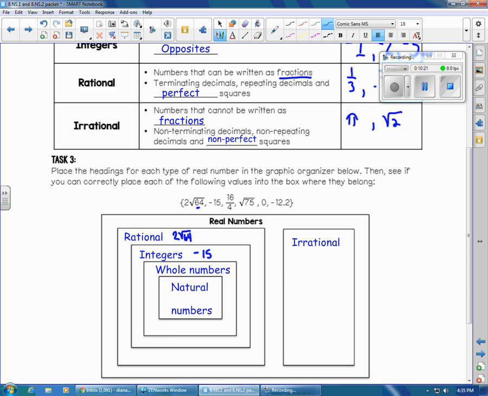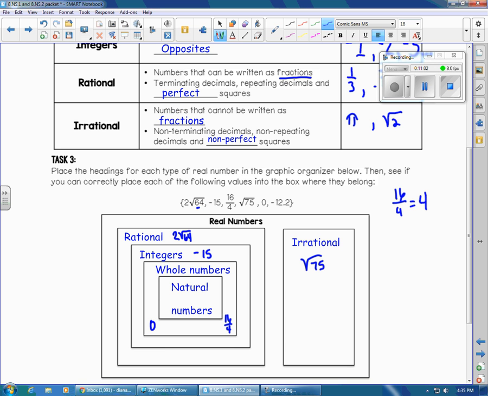16 divided by 4. Let's think about this. 16 divided by 4 is 4. That is technically a whole number, isn't it? Because that is a whole number answer, I'm going to put it in the whole number category. The square root of 75 is an irrational number. 0 is also a whole number.